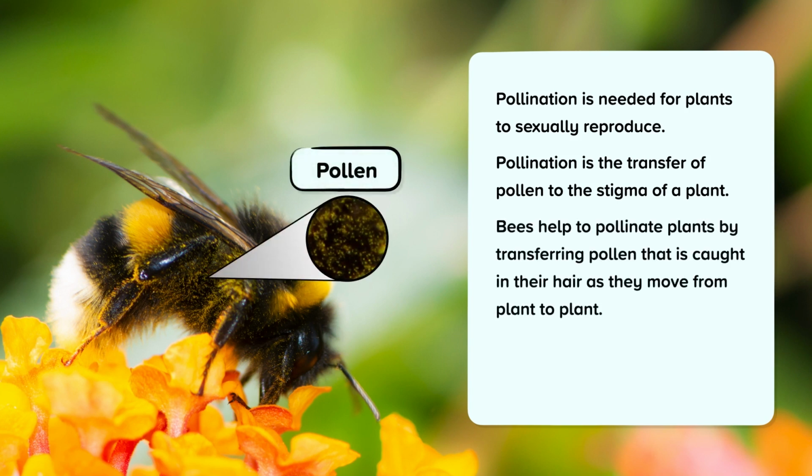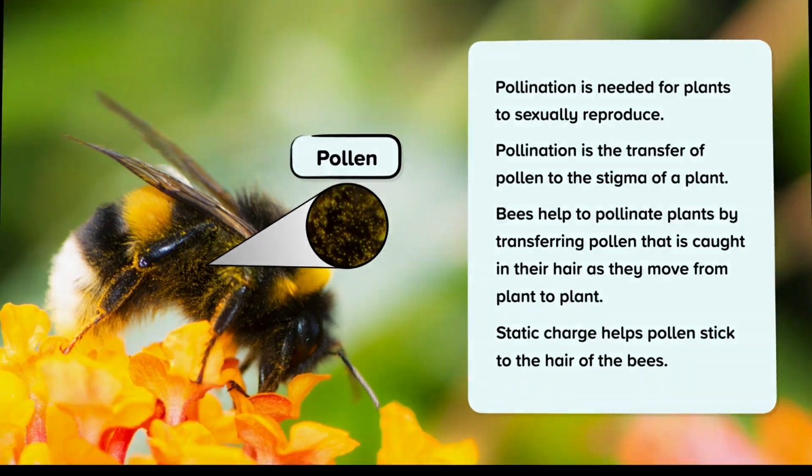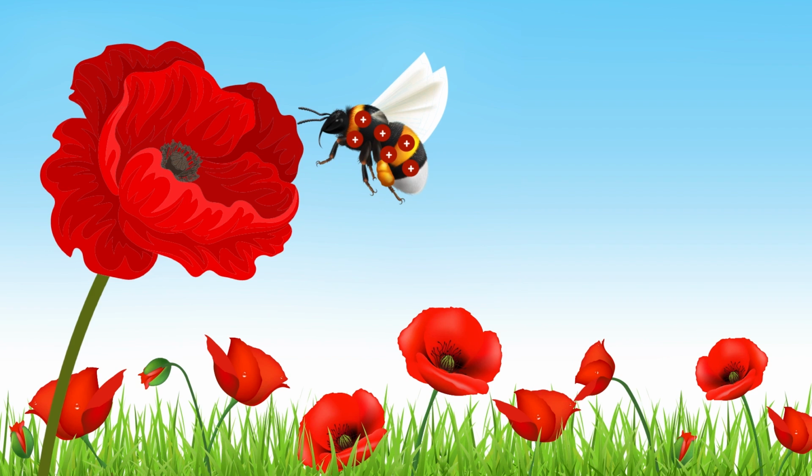Bees help to pollinate plants by transferring pollen that is caught in their hair as they move from plant to plant. Static charge helps pollen stick to the hair of the bees. When a bee flies, friction between the bee and the air causes a positive static charge on the body of the bee. Pollen carries a negative static charge. The pollen is attracted to the positively charged body of the bee as they move closer.